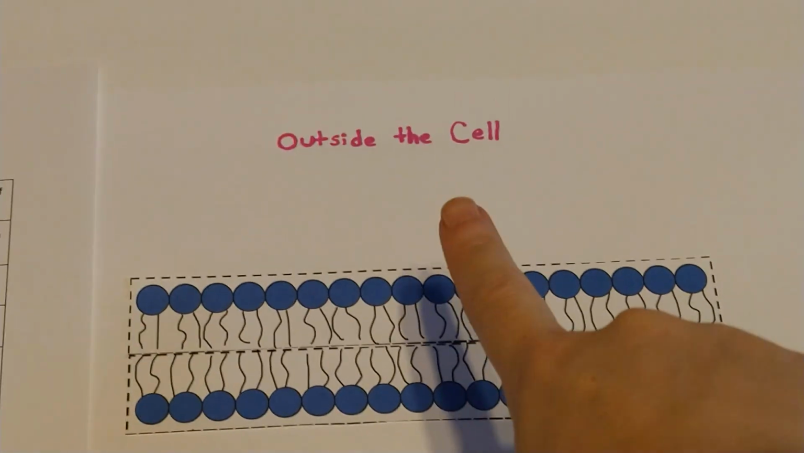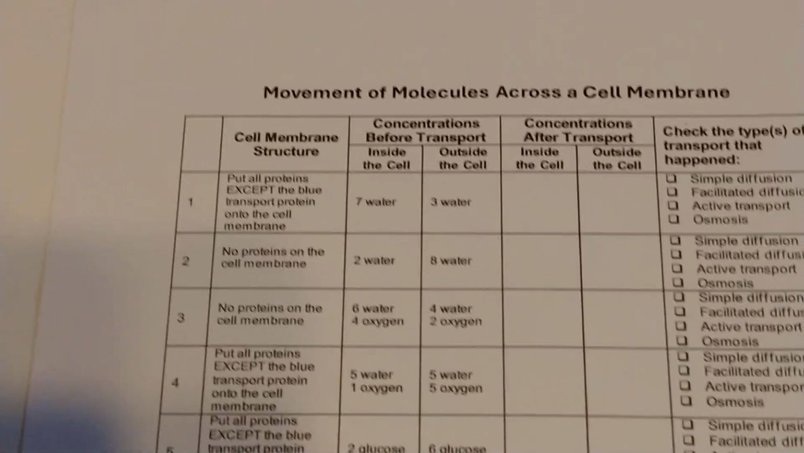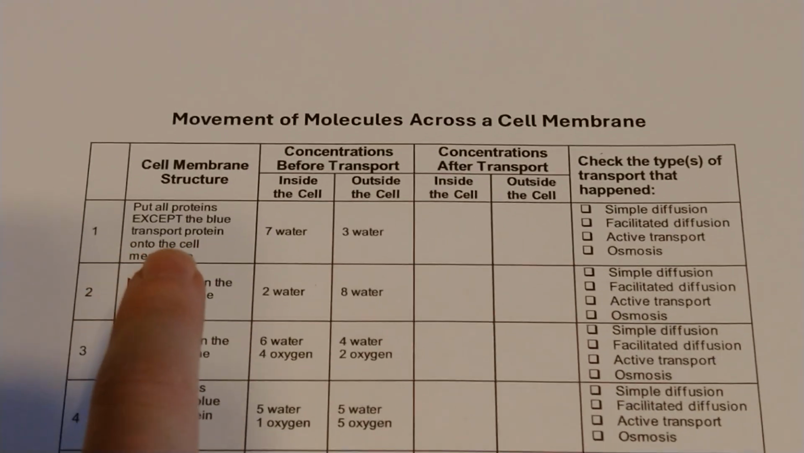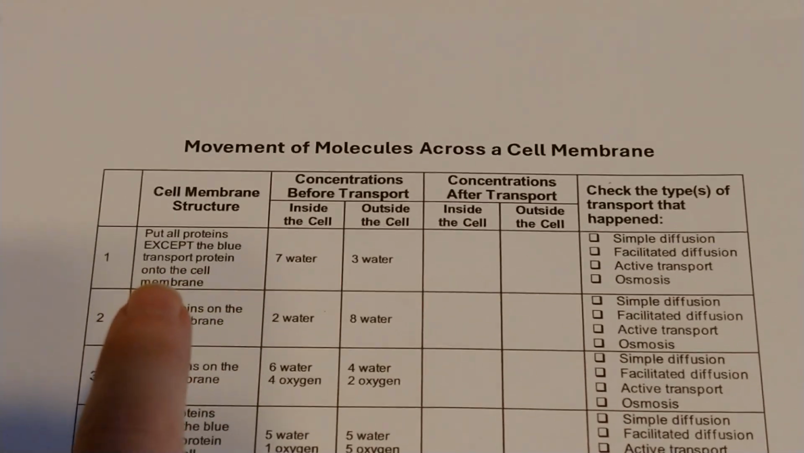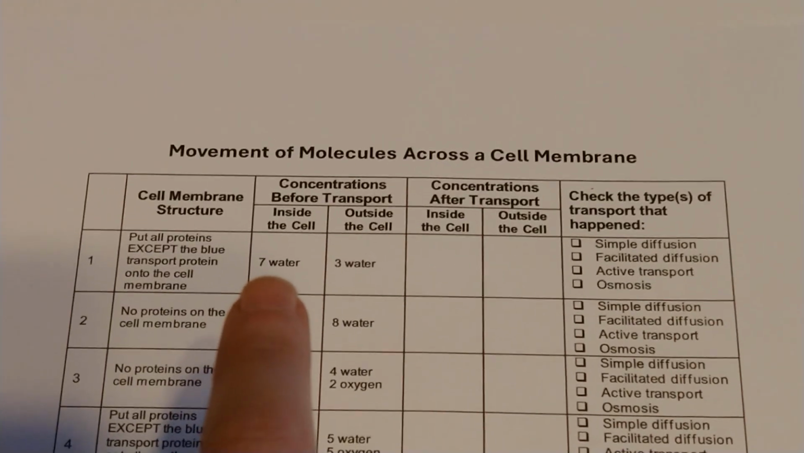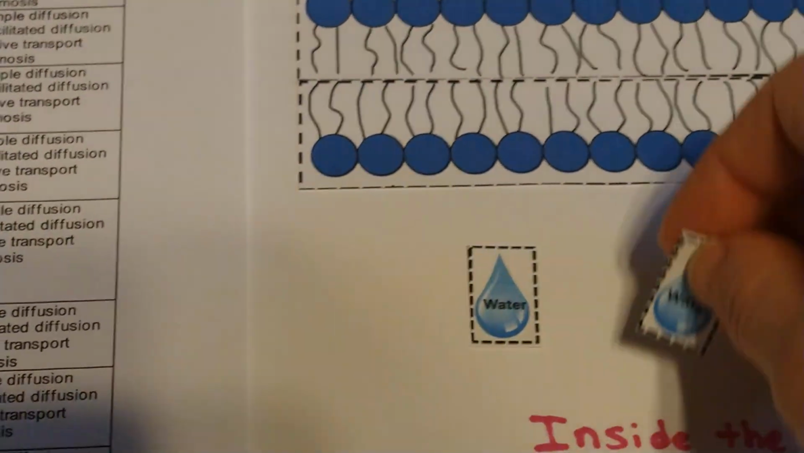Okay, so we labeled the outside of the cell and we labeled the inside of the cell. So now on our paper, the first one is put all the proteins except for the blue transport protein onto the cell membrane. So we need to have 7 water molecules inside the cell. Okay, so we put 7 molecules inside the cell.